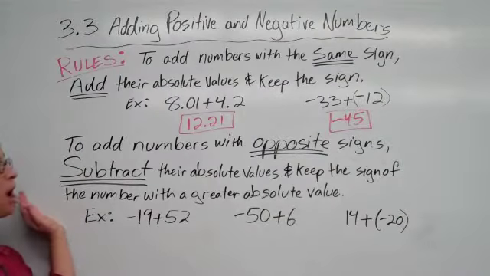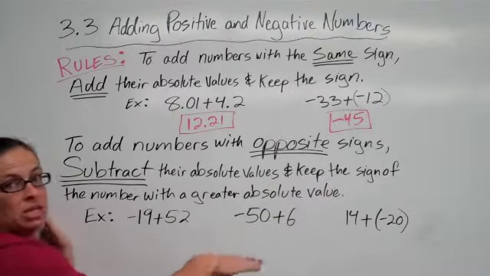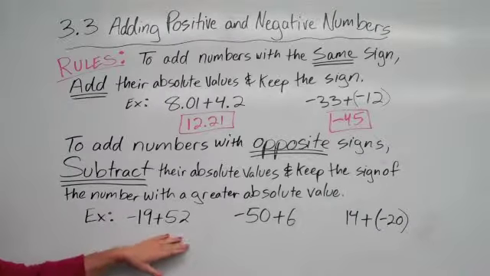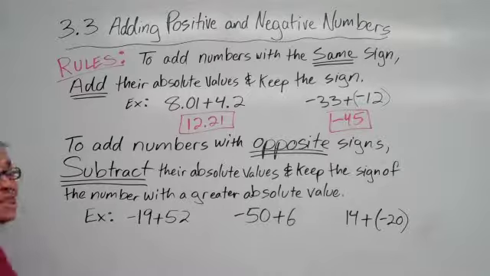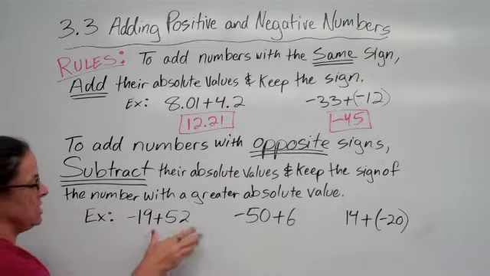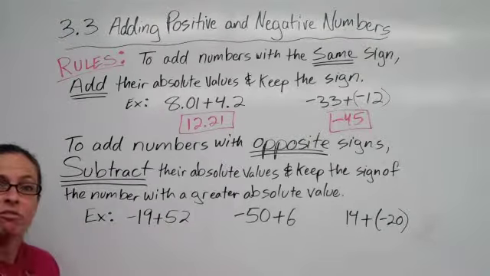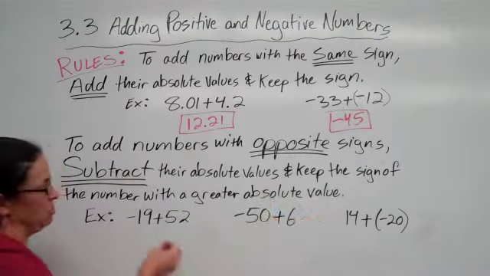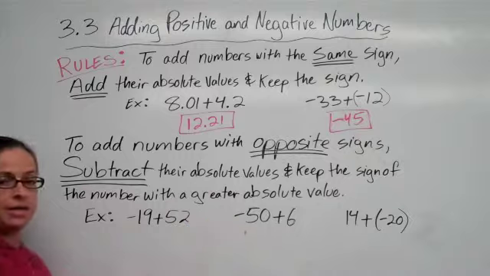All right, next rule. To add numbers with opposite signs, that means one's positive and one's negative, you actually subtract their absolute values and keep the sign of the number with a greater absolute value. So, negative 19 and 52. I like to almost think of it as I have a negative 19 and I have a positive 52. Do I have more positives or more negatives? Well, the 52 is more of them, so I'm going to think I have more positives.